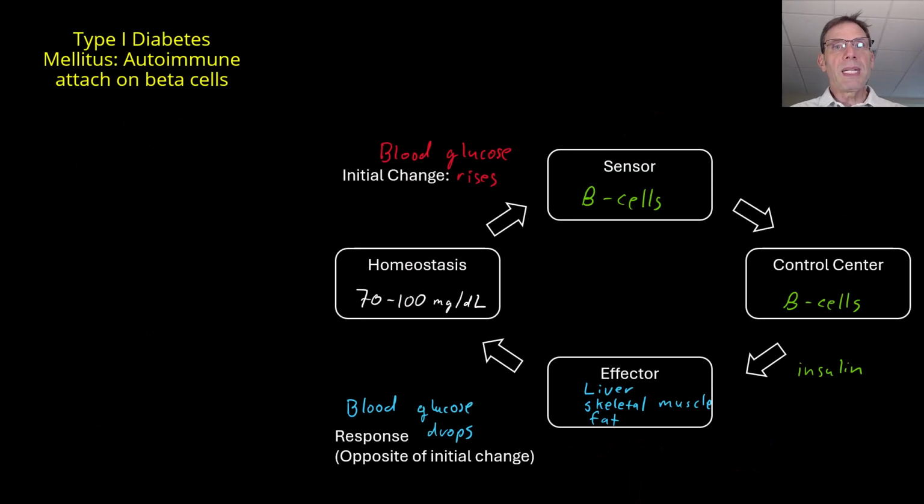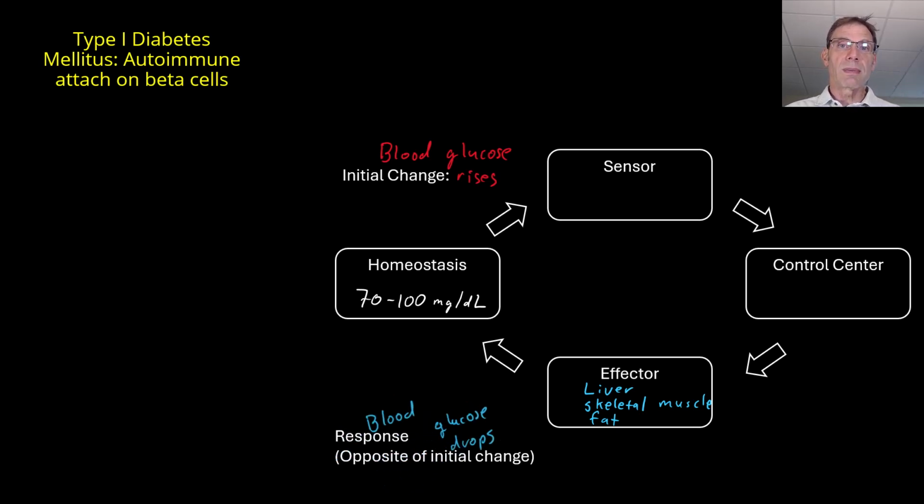Type 1 diabetes mellitus is an autoimmune disease. Our immune system attacks our pancreatic beta cells, so we lose the sensor and control center in this feedback loop. We also lose the ability to produce insulin. As soon as this happens, there's no signal to the effector tissue, and we lose the ability to lower blood glucose. If we want to stay alive, we have to restore this feedback loop.